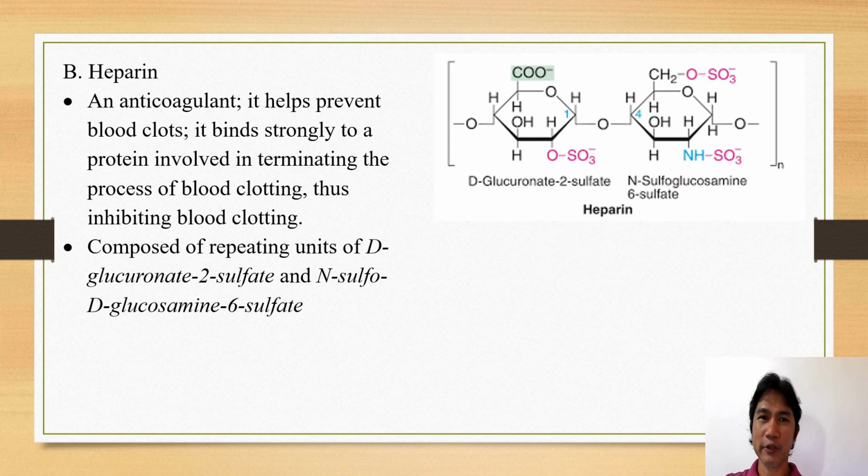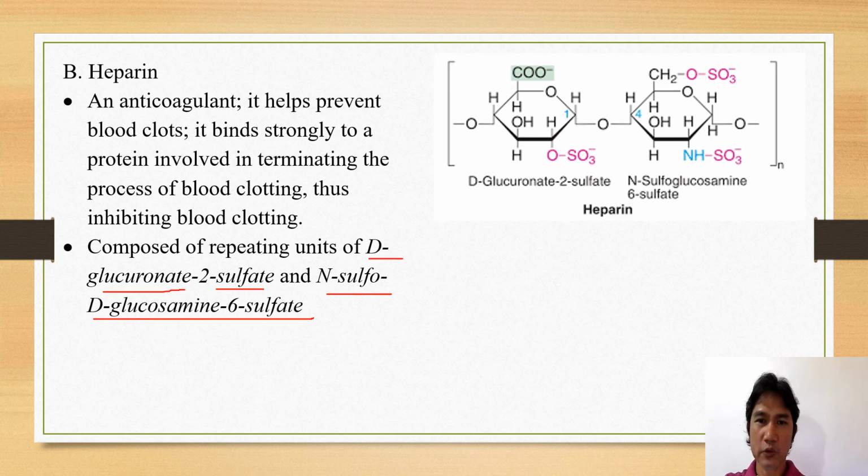Next is heparin. This is also an acidic polysaccharide. This serves as anticoagulant. It helps to prevent blood clots. It binds strongly to a protein involved in terminating the process of blood clotting, thus inhibiting blood clotting. So it's composed of repeating units of D-glucuronate 2-sulfate and N-sulfo-D-glucosamine 6-sulfate.